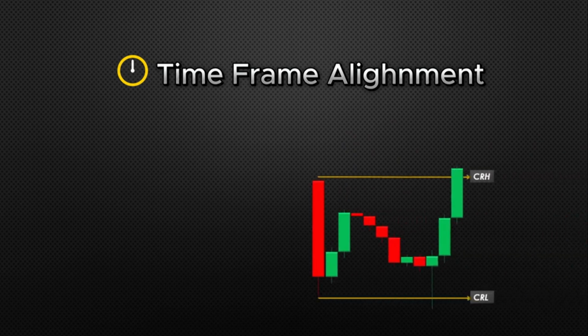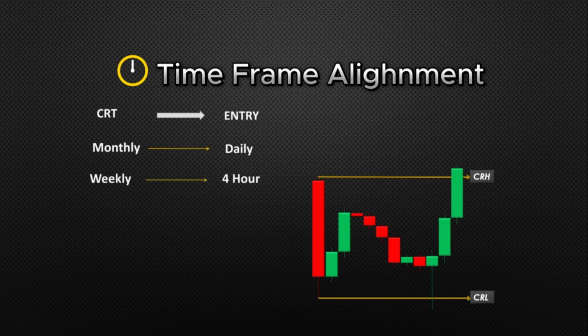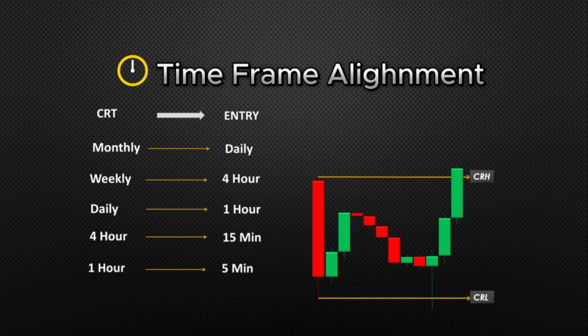To effectively use CRT, it's important to align your entry time frame with the time frame where you identified the pattern. Here's how you can think about it. If you identify a CRT on the monthly time frame, use the daily chart for your entries. If you spot a CRT on the daily chart, look to the 1-hour chart for your entries. For CRTs on the 4-hour chart, the 15-minute time frame is your go-to for entries. If you're working with the 1-hour time frame, you can enter on the 5-minute or 1-minute charts. This alignment ensures that you're not only identifying the CRT pattern, but also entering at the most opportune moment.